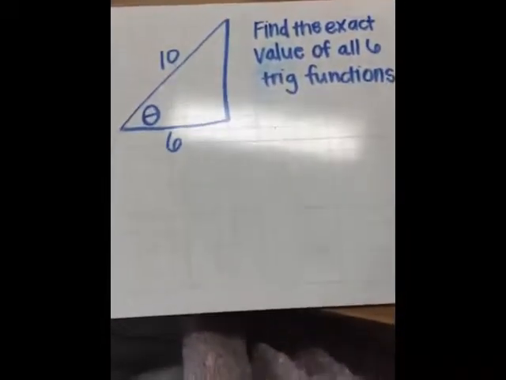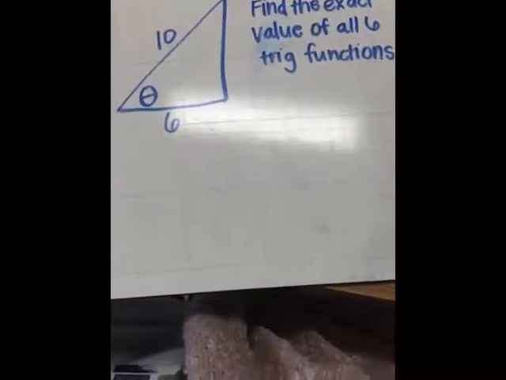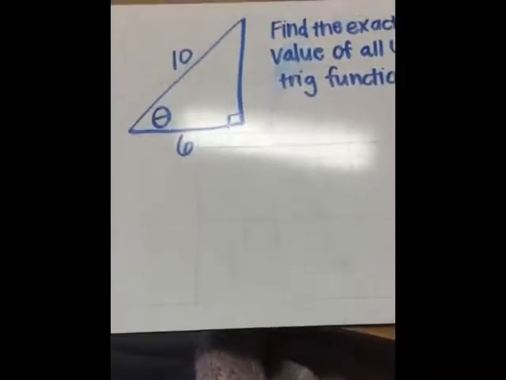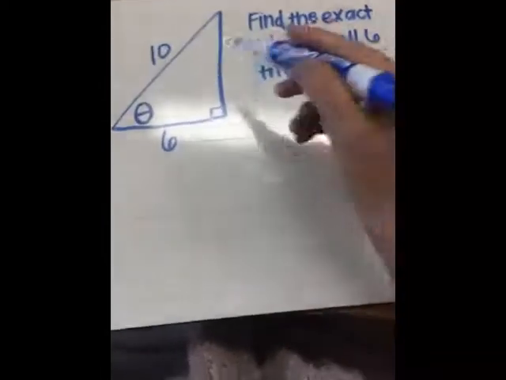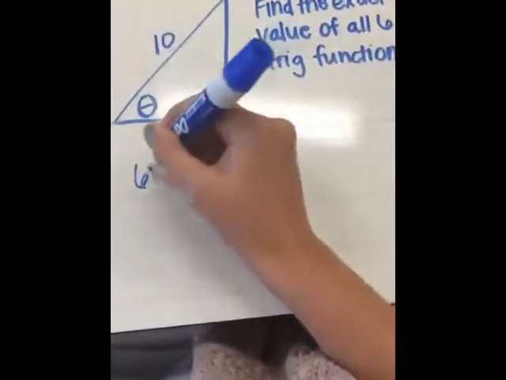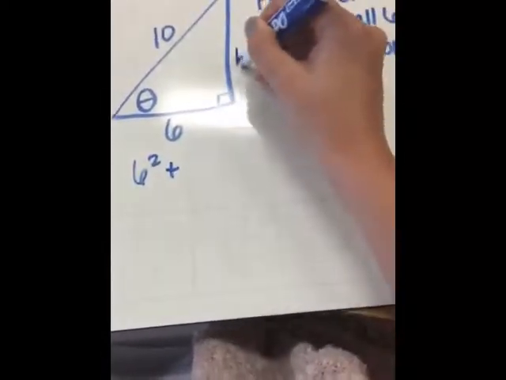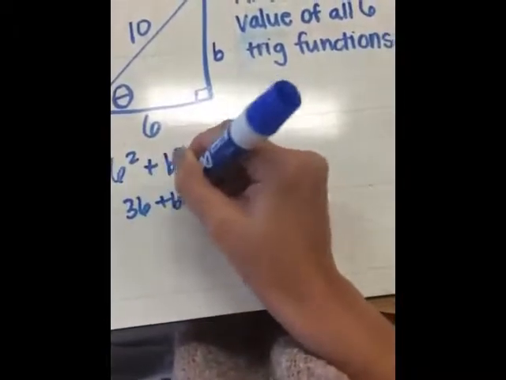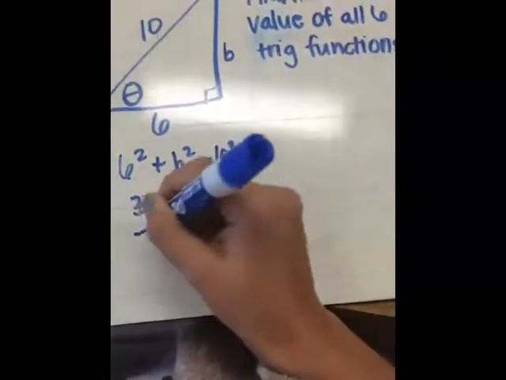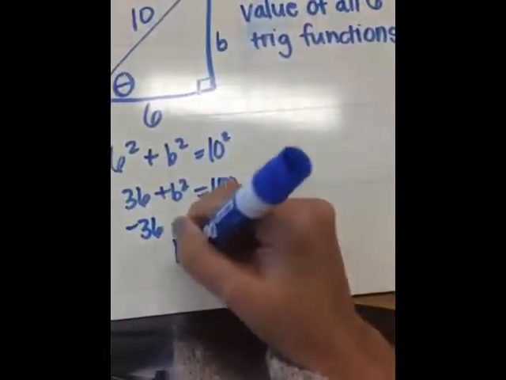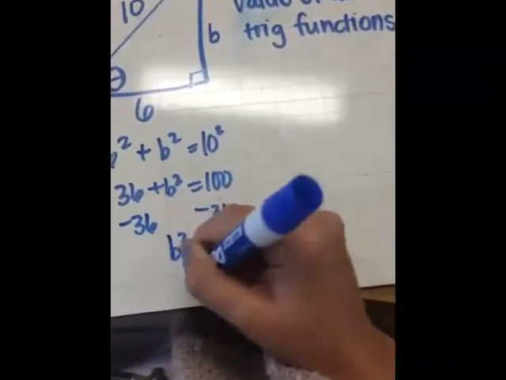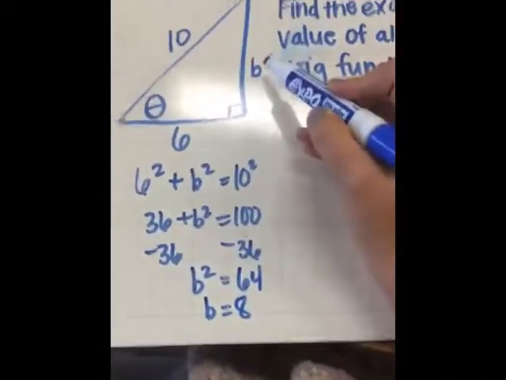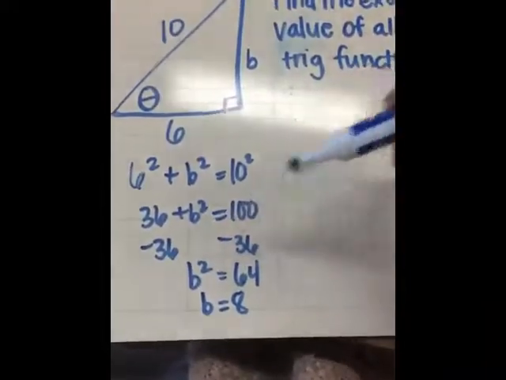All right, so find the exact value of all 6 trig functions. You're given this right triangle with only 2 out of the 3 sides given. So the first thing you want to do is Pythagorean theorem to find this missing third side. So 6 squared plus, let's call it b squared equals 10 squared. 36 plus b squared equals 100. Subtract 36 from both sides. b squared equals 64, so you take the square root and you get b equals 8. We know it would be plus or minus 8, except you can't have a side of a triangle that's negative, so it's only going to be positive 8.